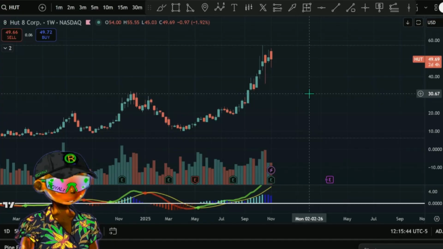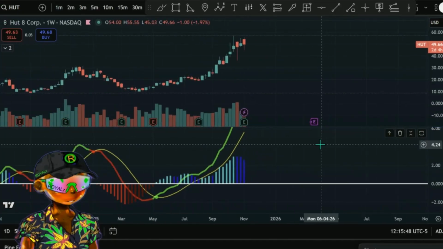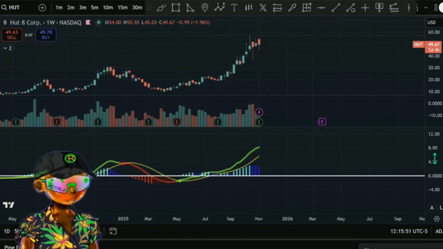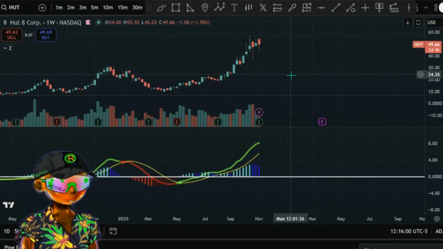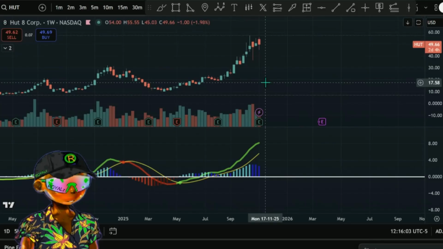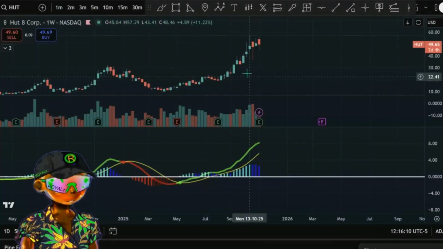Is it? Who knows? Can it keep going? I have no idea. I mean, this thing is on fire, but at the same time, that's what makes me a little bit nervous, right? Because everything that goes up must come down, and we could see a nice retracement here in Hut 8 if Bitcoin and this market continues to have a weak sentiment and mindshare around it, but you never know, right?